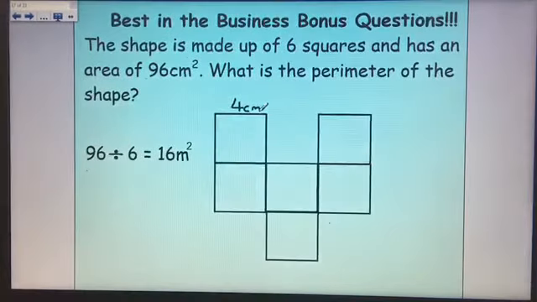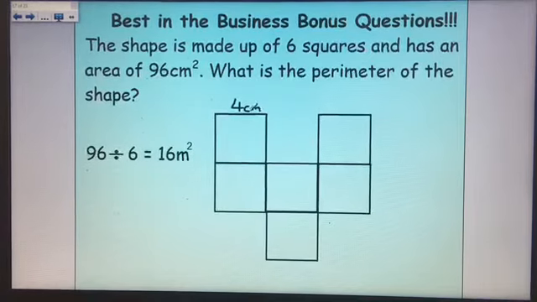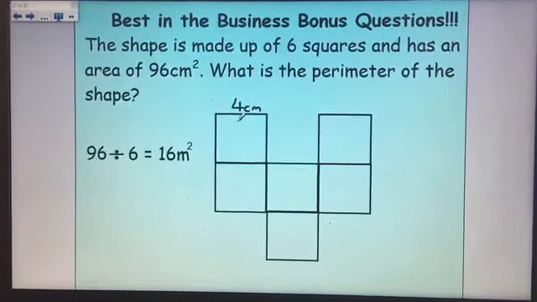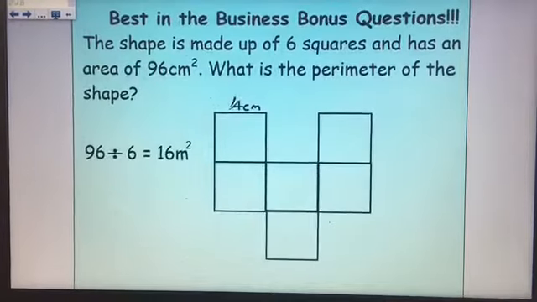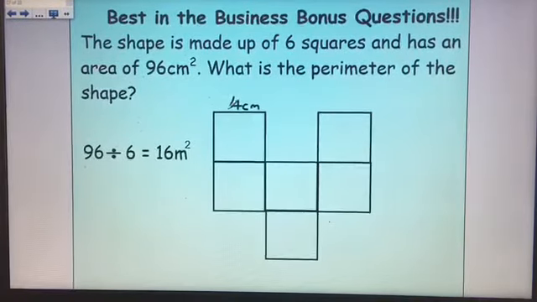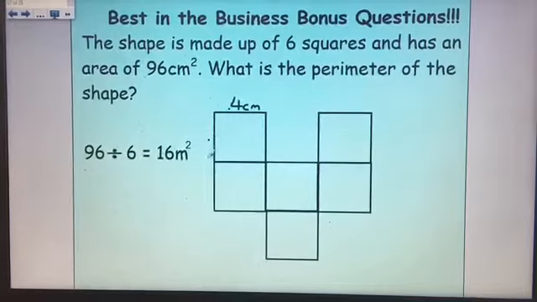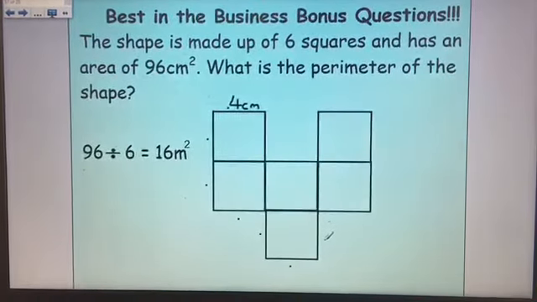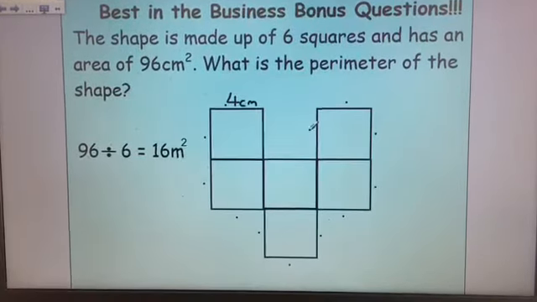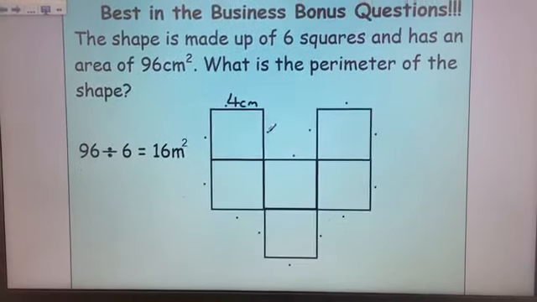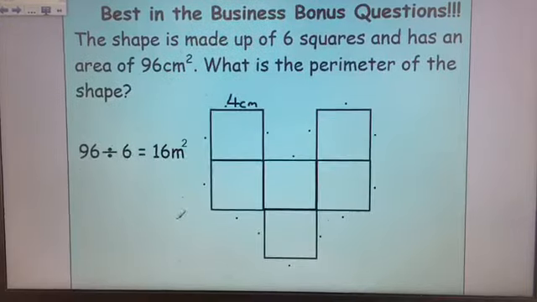Grand, brilliant. Right, now we need to count how many of these 4 centimeters make up the whole shape in order to multiply it and find out the perimeter of the whole shape. So I'm going to do a little dot as I count so that I don't forget. So here we go. 1, 2, 3, 4, 5, 6, 7, 8, 9, 10, 11, 12, 13, 14. So there's 14 lots of 4.